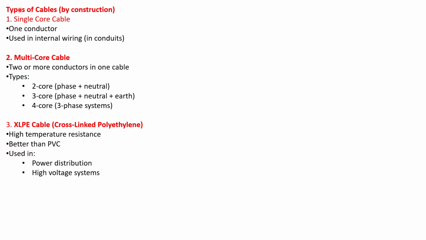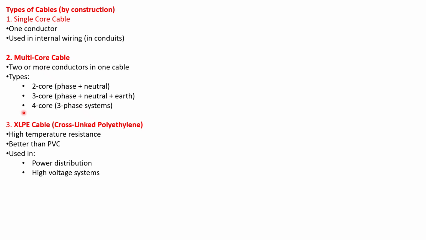Friends, now we are discussing type of cables as per their construction. First one is single core cable, in which there is only one conductor used in internal wiring inside the conduit. Multi-core cable, two or more conductors in one cable or conduit. When used as two core, it has phase and neutral. When it is used as three core, it is phase, neutral plus earth.